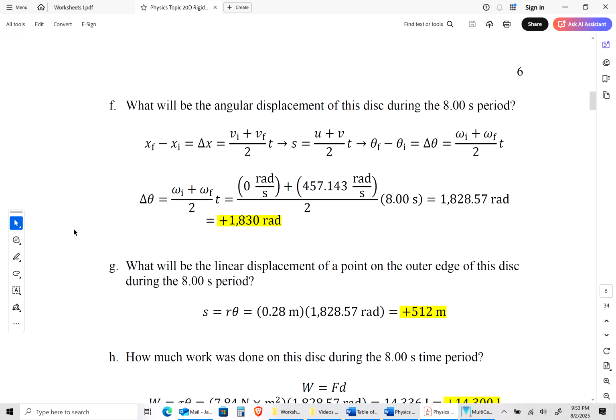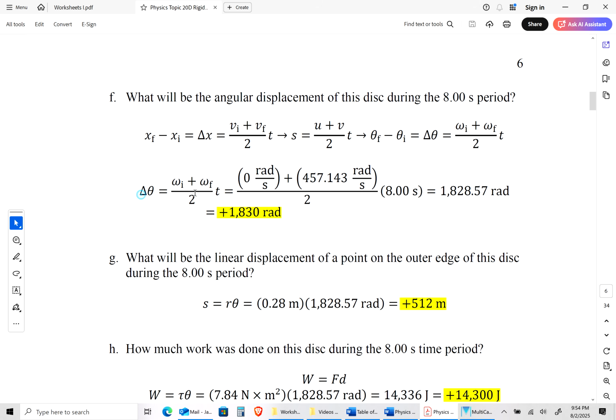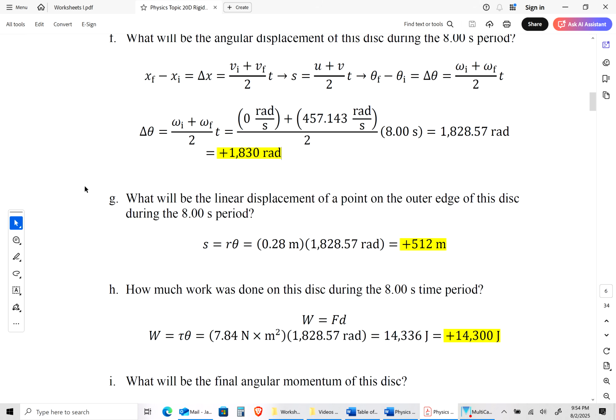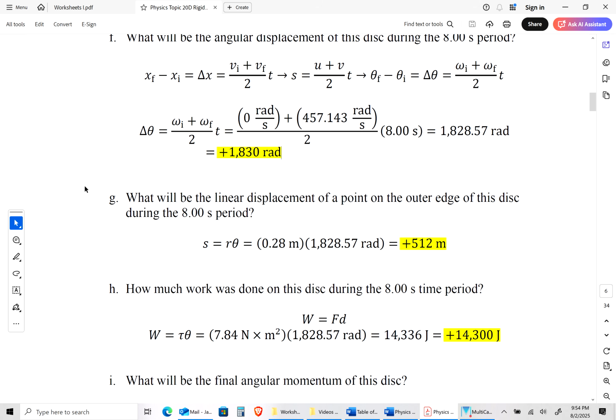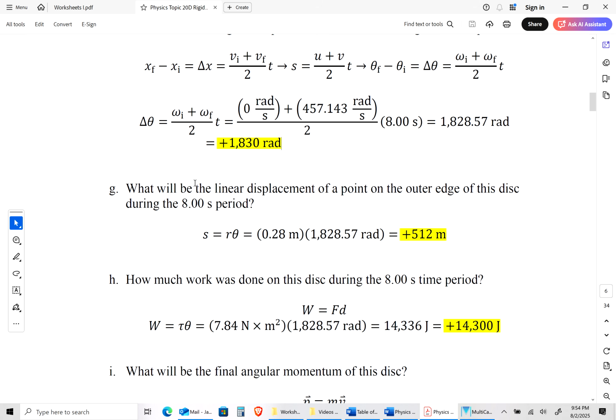Part F, what will be the angular displacement of this disk during the 8-second period? So we're going to use this equation here. Change in displacement equals V initial plus V final over 2 times time. And we're going to convert it to change in angular displacement equals angular speed initial plus angular speed final divided by 2 times time. Part G, what will be the linear displacement of a point on the outer edge of this disk during the 8-second period? Linear displacement, S equals R theta, solve for S. It's already solved for.